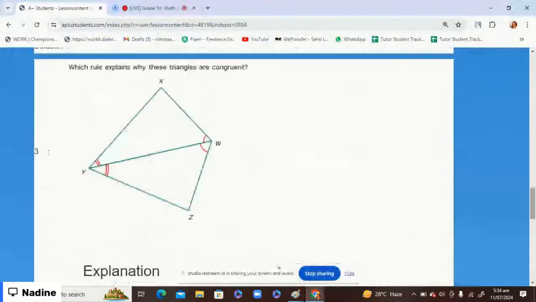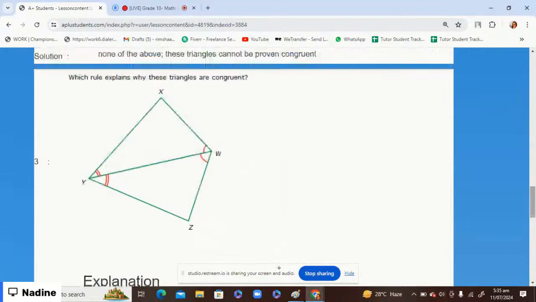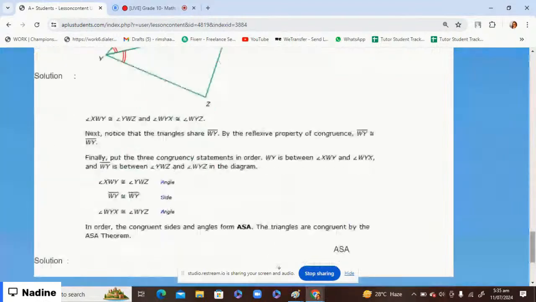Now look at this question. This question is very easy. Which rule explains why these triangles are congruent? So look here, these two lines and these two lines, what does it show? It shows these two angles are the same, and there is a small line, which means these two interior angles are the same. Understand? Two angles are the same, so it means angle side angle.